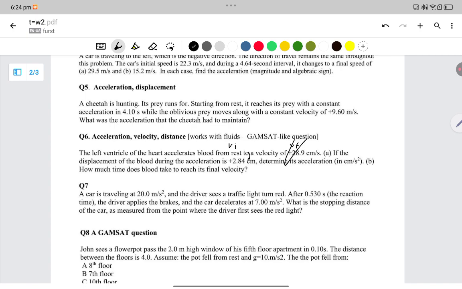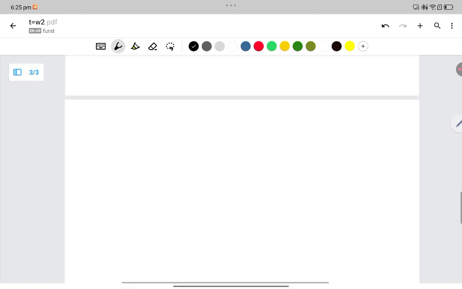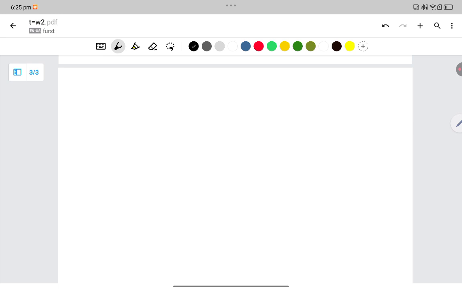Which formula should we use? We'll use the third one. So Vf, the final velocity squared, equals the initial velocity squared plus 2ad. We're looking for the acceleration. We've got everything else. Let me scroll down. So the final velocity was 28.9 centimeters per second. We square it. The initial velocity was 0, that's squared, plus 2 times the acceleration, that's what we're looking for, times the distance, which was 2.84.